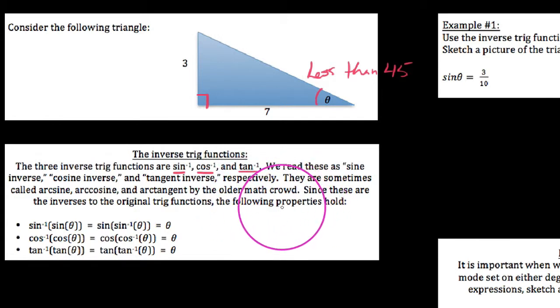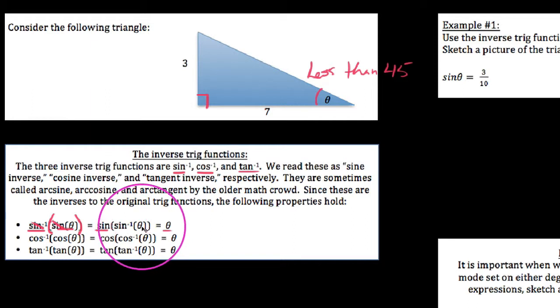These inverse functions have unique properties, which I've listed below. If you take the sine inverse of the sine of theta, the sine inverse cancels out with the sine, and you're left with just theta. Likewise, if you take the sine of the sine inverse of theta, they cancel each other out and you're left with just theta. That's true for sine inverse. You could also use cosine inverse to undo cosine, or tangent inverse to undo tangent, which we're going to do up top. That's what they're designed to do.